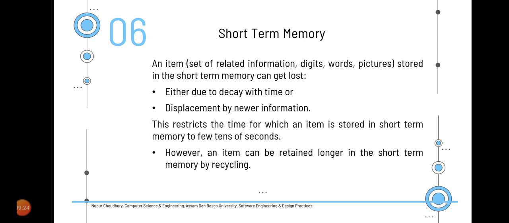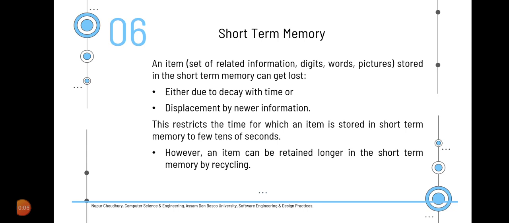An item which is situated in the short-term memory can get lost either due to decay with time or displacement by newer information. Decay with time as in, if you are supposed to remember this for a few seconds, that period has passed, so the information might be lost, or a new piece of information replaces that particular information. The main thing is that it stays for a very short time, typically tens of seconds.